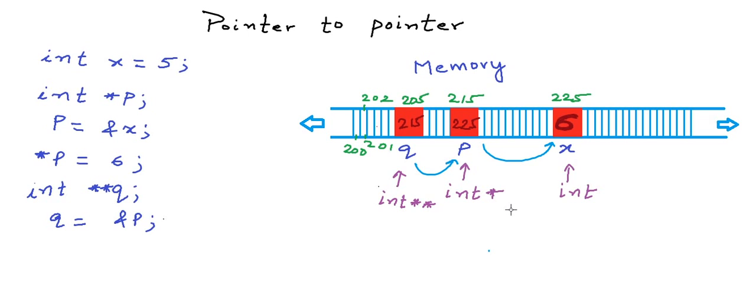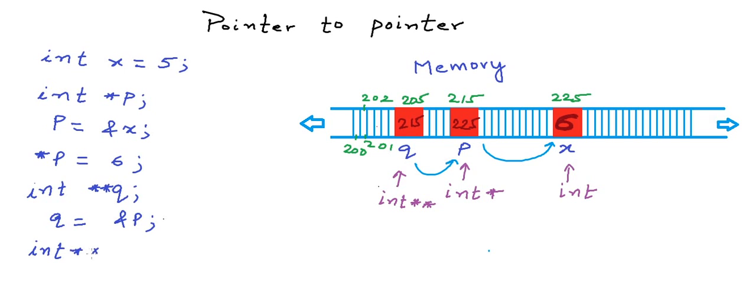So we will put 1 star to say that this is a pointer to that particular type. And to store the address of p, we will need a pointer to int star. So we will put 1 extra star to say that this is a pointer to int star. And we can go on like this. Let's say we want to declare a pointer to pointer to pointer.